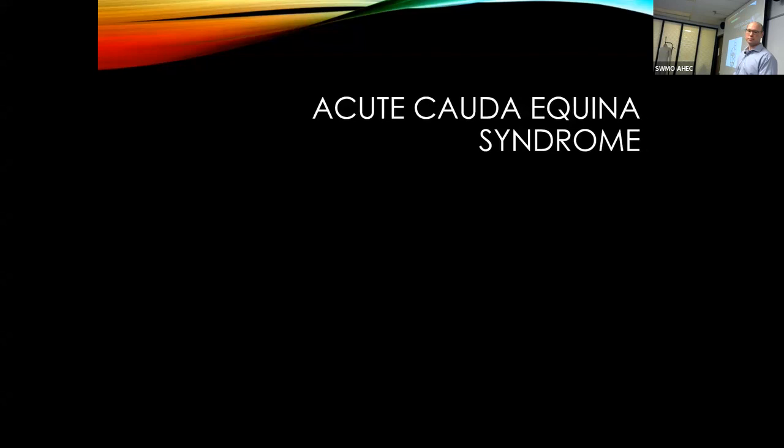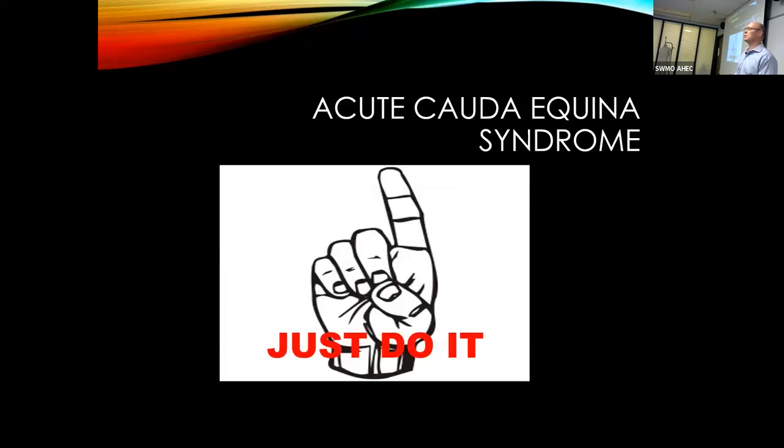So anytime and every time you suspect cauda equina syndrome, check their sphincter tone. Good for you and good for the patient.